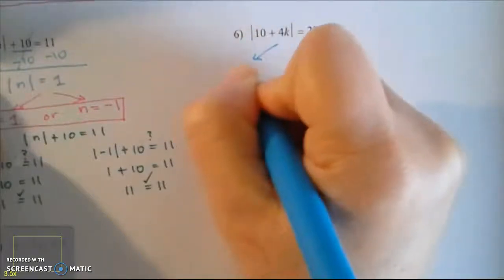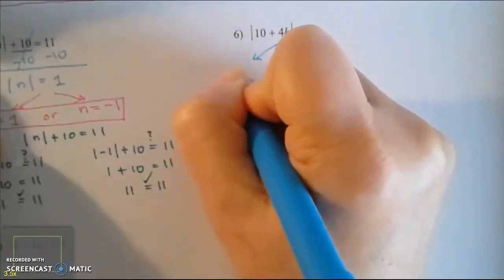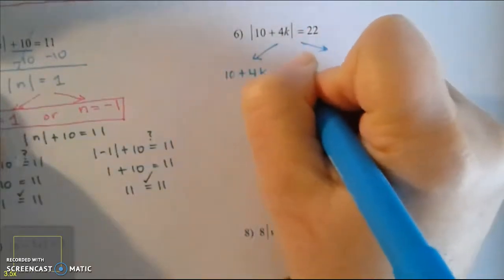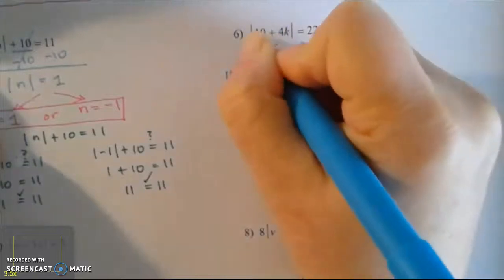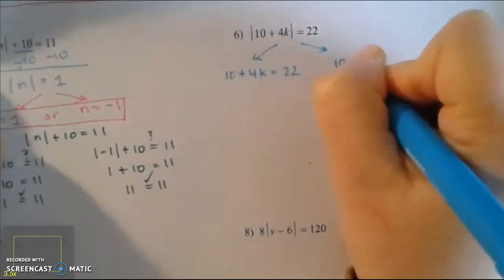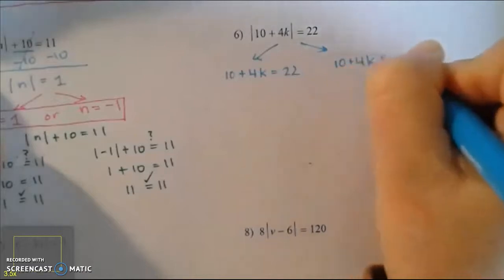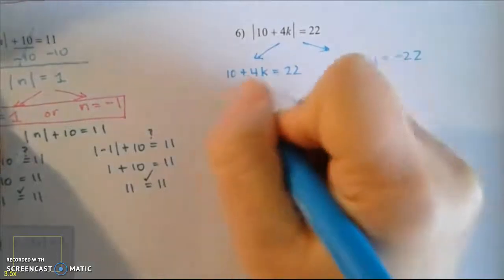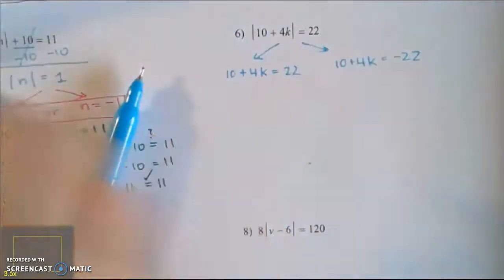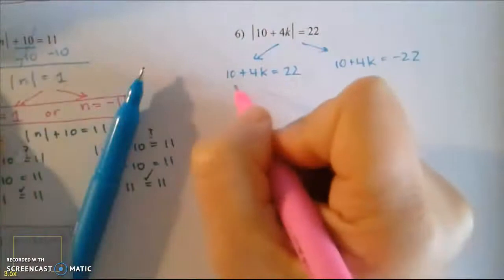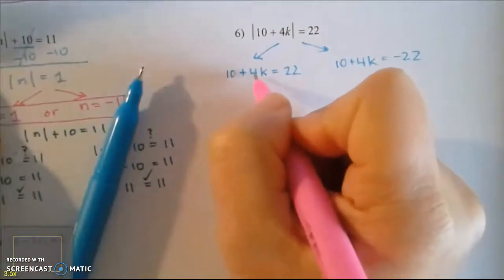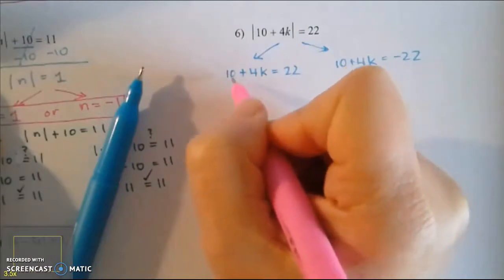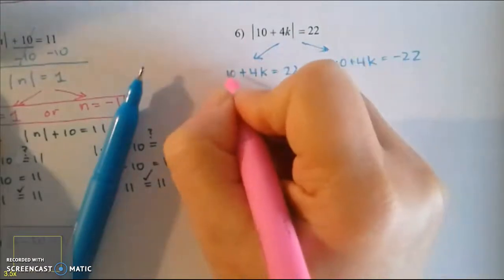I consider what's inside the absolute value, which is 10 plus 4k, could be the positive version of 22. The other possibility is that what's inside, 10 plus 4k, could be the negative version, which is negative 22. Alright, so then from here, what do we do? When you have a two-step equation, 4 is being multiplied to k, and then we are adding 10 to it. So the last thing that was done to this equation was adding 10.